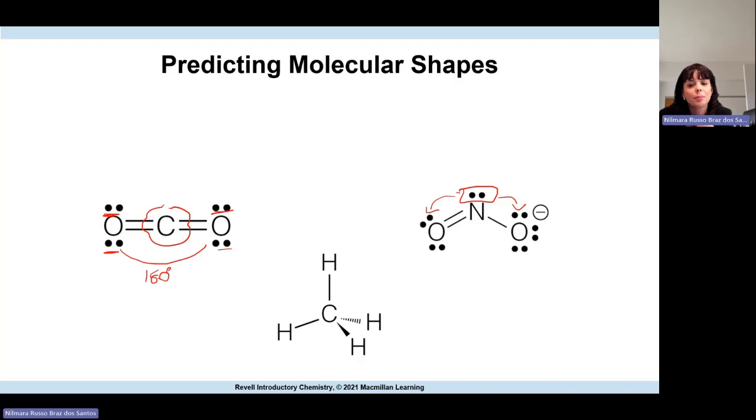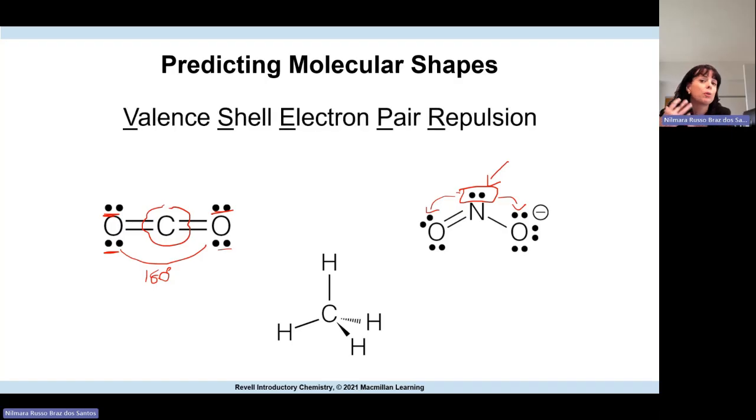So the molecules will have a shape according to the number of atoms connected to the center element and the number of electrons. If you have non-bonding electrons around the center element, that will make a huge difference in the shape. So that we call valence shell electron pair repulsion.